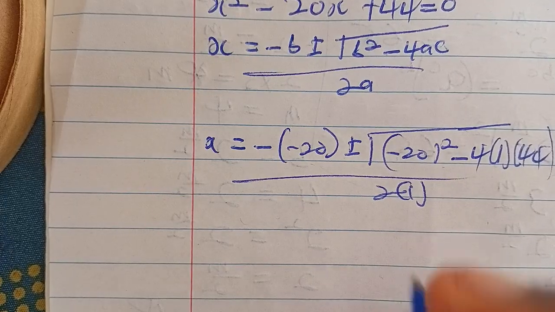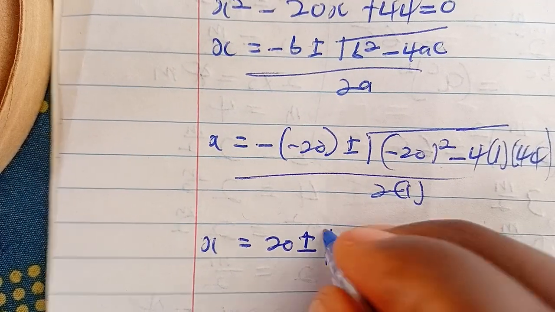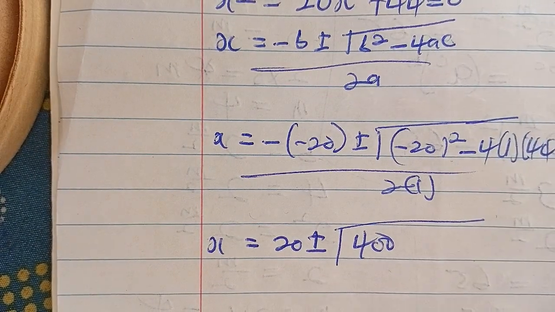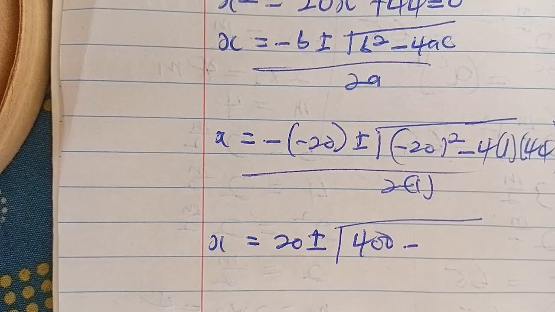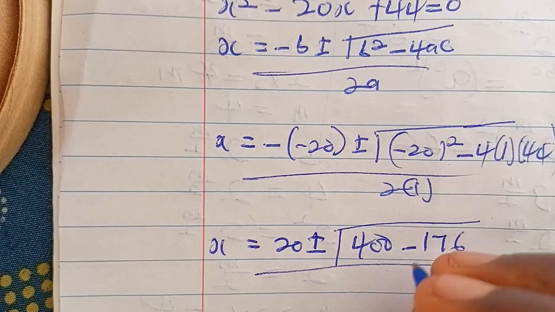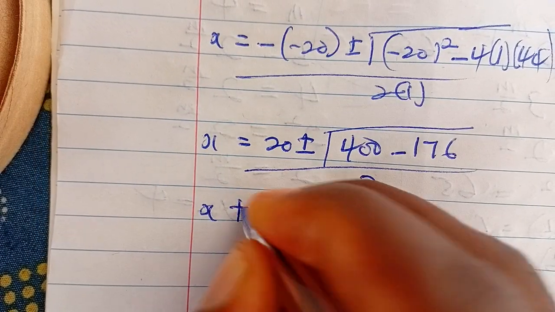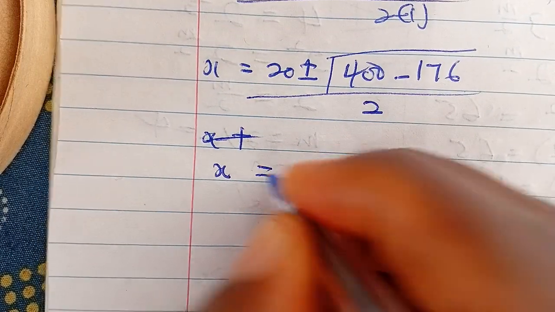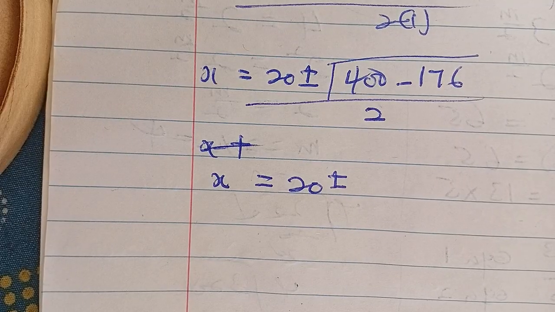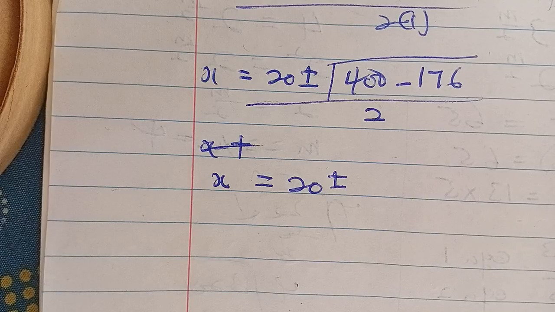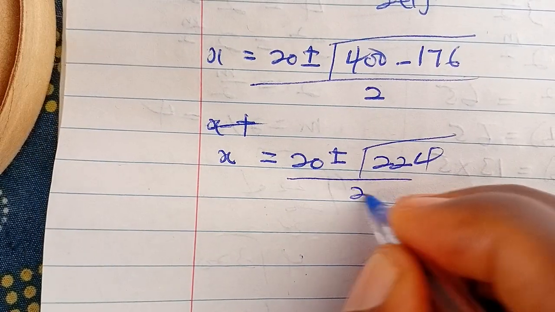When you break this down, you're going to have x equal to 20 plus or minus the square root of 400 minus 4 by 44. 4 by 44 gives us 176, all over 2 by 1, which is 2. So we have x equal to 20 plus or minus the square root of 400 minus 176, and that gives us 224, all over 2.